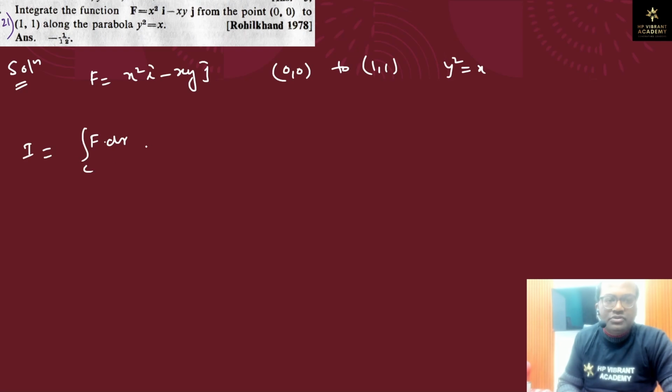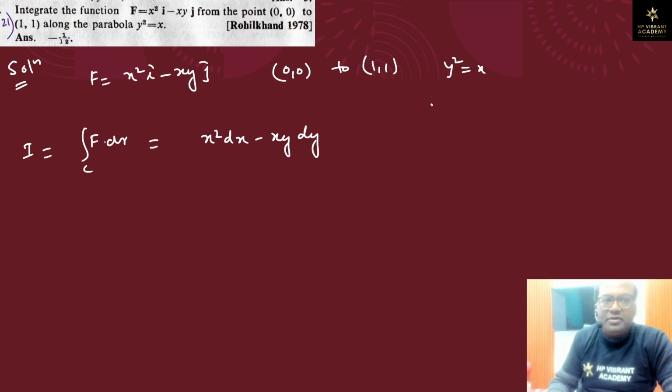So let us discuss question number 21, how we can solve this. We have to integrate the function f is equal to x square i cap minus xy j cap from 0 comma 0 to 1 comma 1 along the parabola y square is equal to x. So the value of integral f dot dr along the curve C is x square dx minus xy dy.